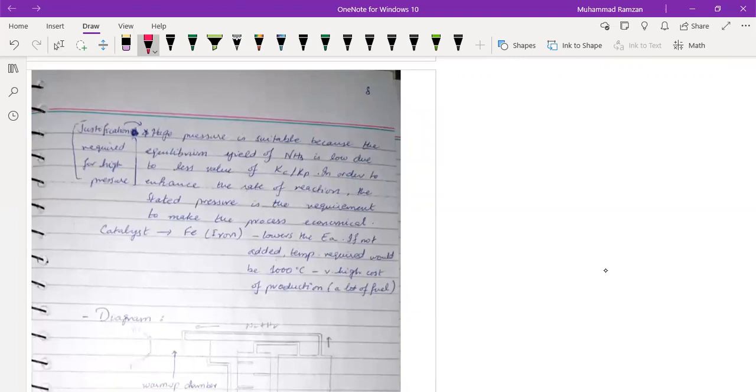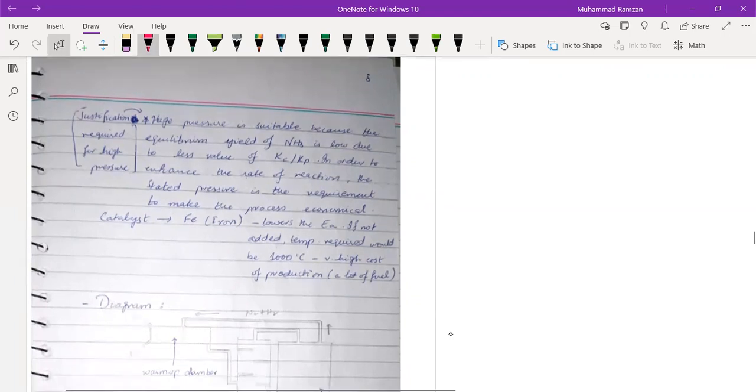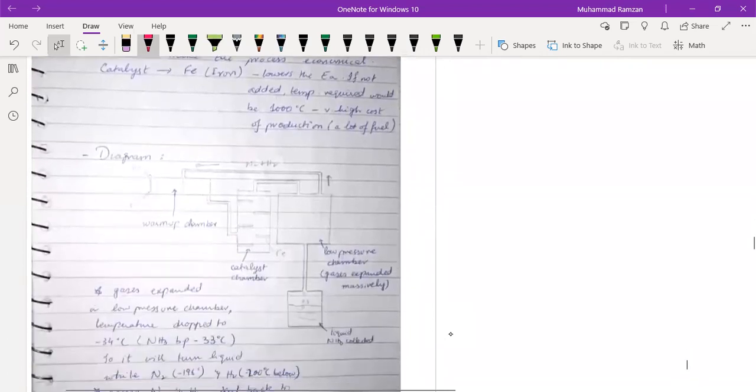And the second factor is the catalyst, that is iron. It lowers the activation energy. If you are not adding a catalyst, it means 1000 degrees centigrade or greater temperature might be required. So this is the catalyst which brings the temperature lower. So this is the justification. Now, this is the diagram, a simple diagram.